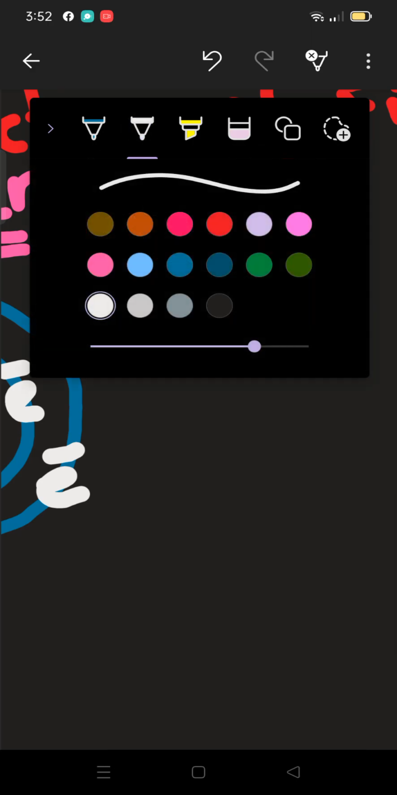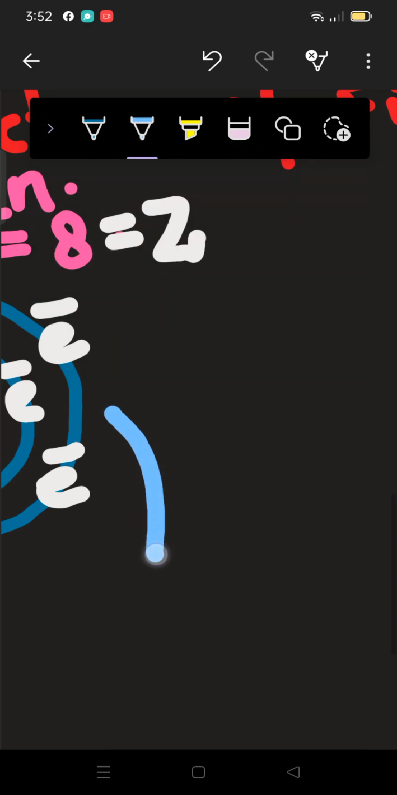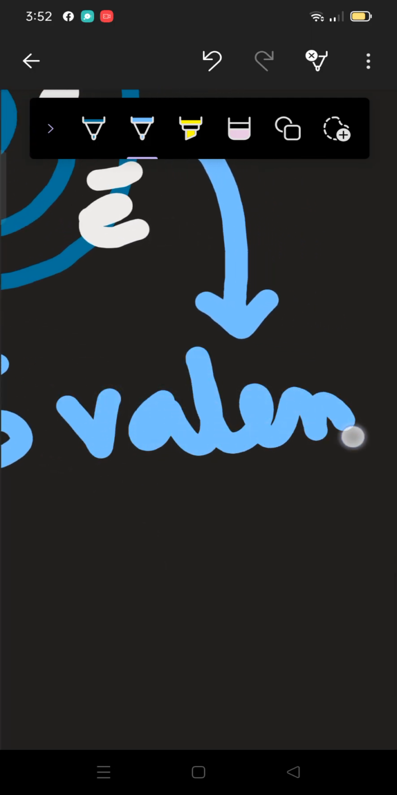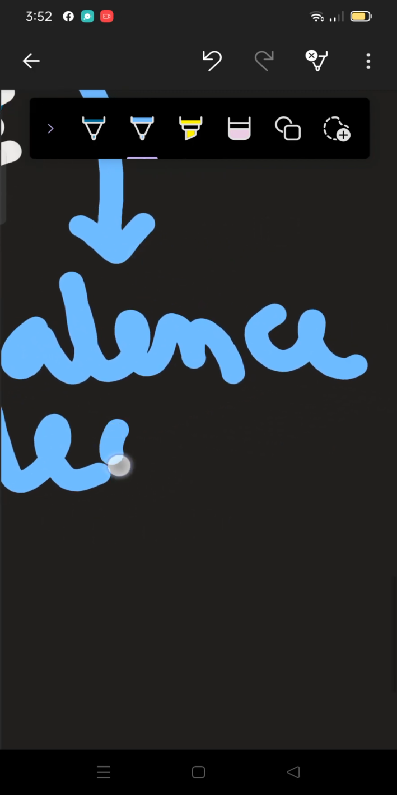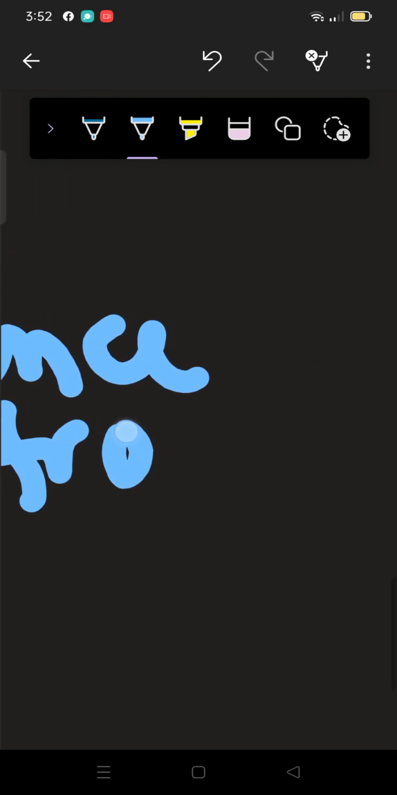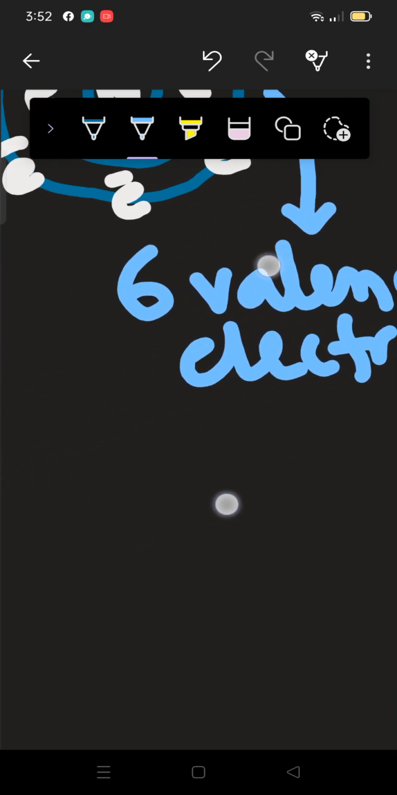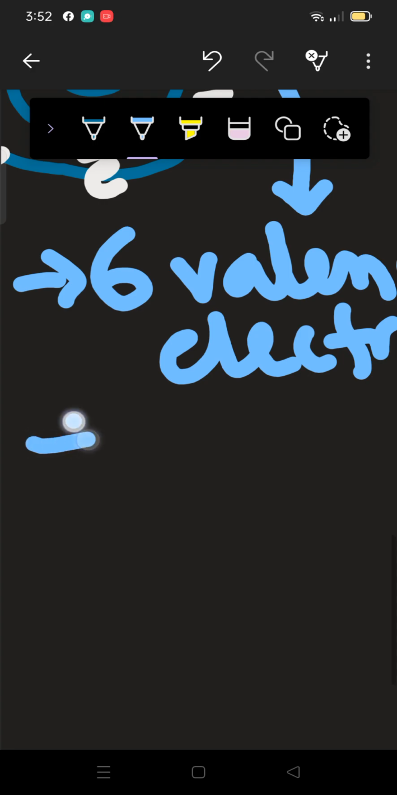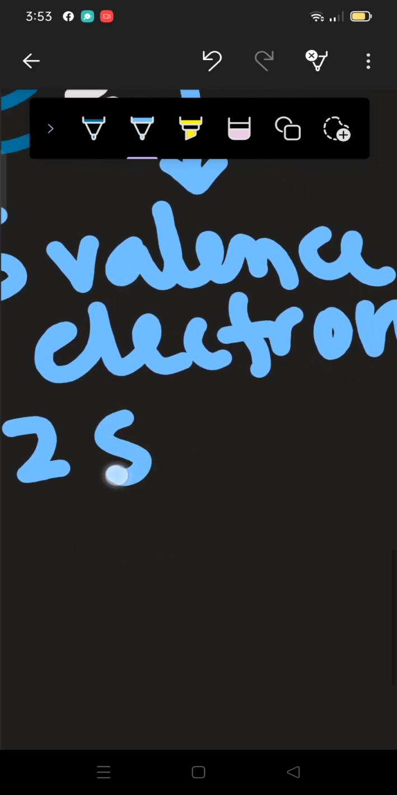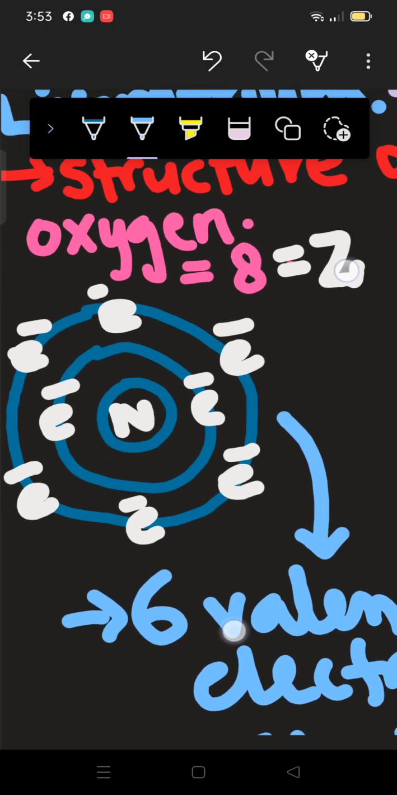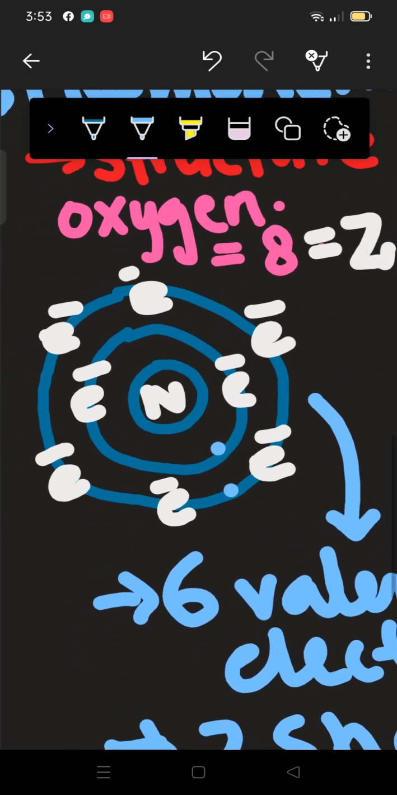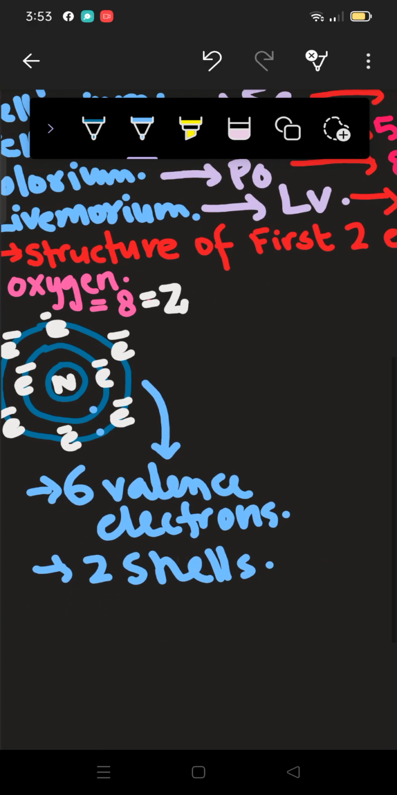So let me write here. It has how many valence electrons? 6 valence electrons. And how many shells does it have? Since it is in the second period, it has 2 shells, K and L only. 2 shells. As you can see here, this is the K and this is the L.